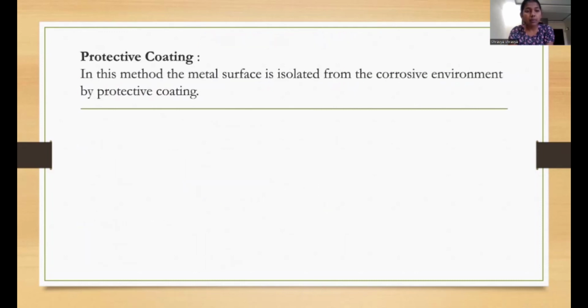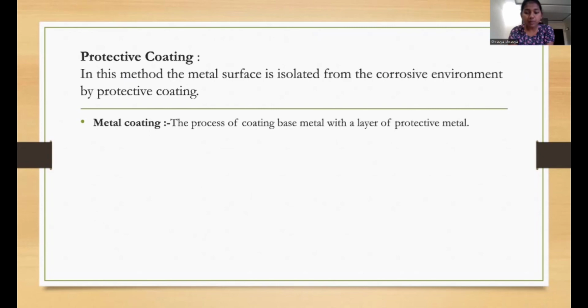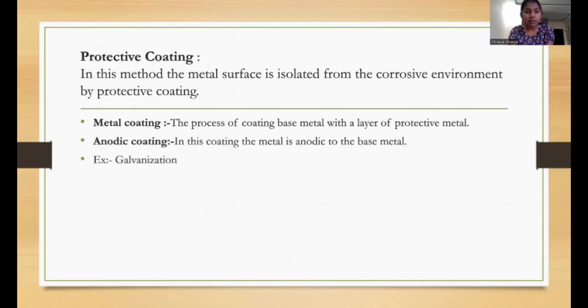And next we have the protective coating. In this method, the metal surface is isolated from the corrosive environment by a protective coating. In metal coating, the process is coating the base metal with a layer of protective metal. In anodic coating, the coating metal is anodic to the base metal. The example of anodic coating is galvanization.